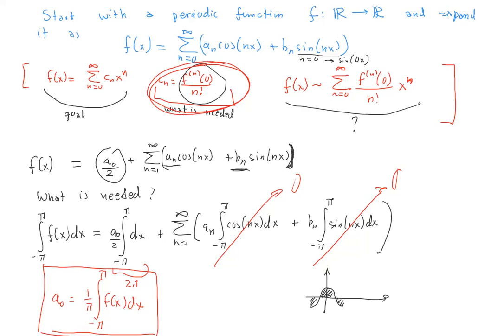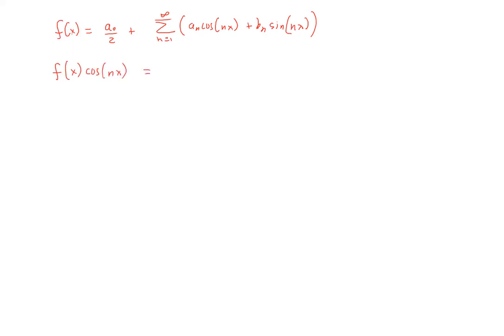Of course, now the question that comes up is, okay, fine with a naught, how about an and bn? And the answer is that you need to really repeat the same process, meaning you start with f of x equal to a naught over 2 plus the series, with the assumption that this is what you want. And then you multiply both sides by cosine of nx. Or let me say, it's not a good idea to use n, let me use k. So a specific k.